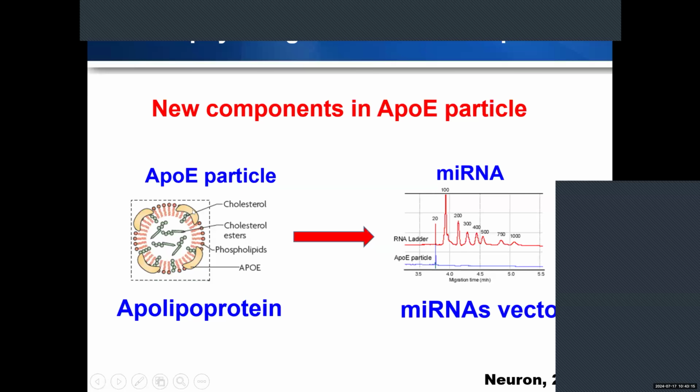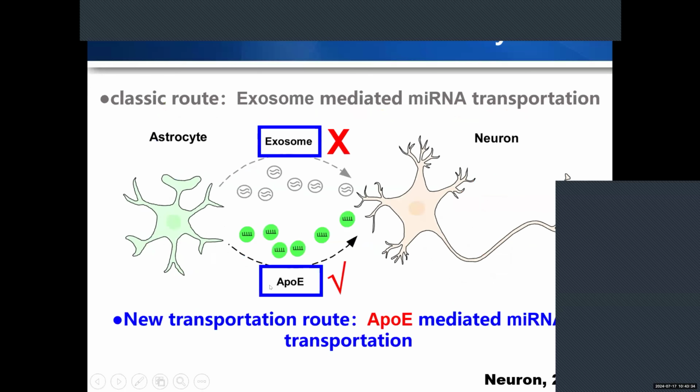So we used this protein and the different lipids to treat neurons and found no gene expression change. Then there must be something else in this particle that regulates gene expression. We found this component is an RNA species, especially microRNA. Astrocytes can actually use ApoE as a vector to carry microRNA from astrocytes and deliver it to neurons to regulate neuronal expression.